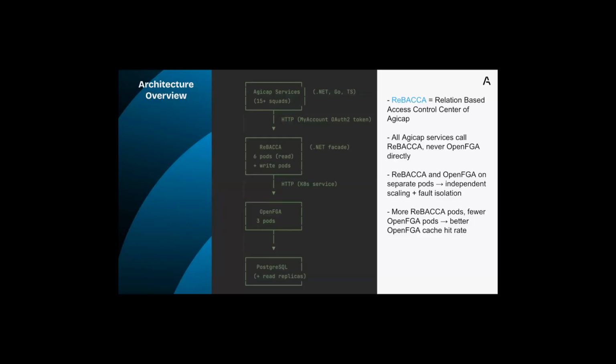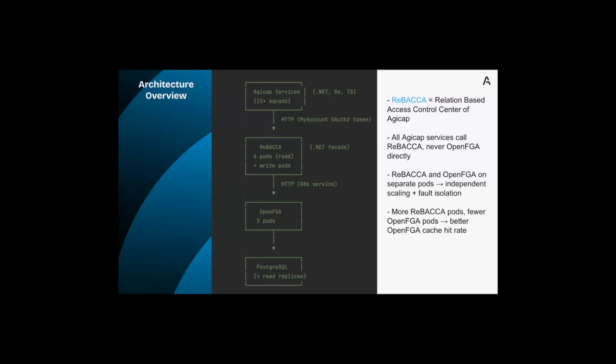So here's the big picture. All of our services go through our .NET facade, which is called Rebecca. It's for the relationship-based access control center of Agicap. It's easier to talk about Rebecca than to talk about the IAM system based on OpenFGA. That's why we chose this name. Rebecca and OpenFGA run on separate Kubernetes pods, which was not the case at first, but I'll explain later on how we scaled it.